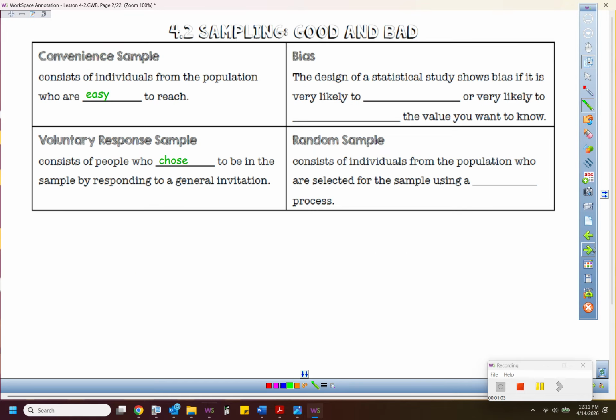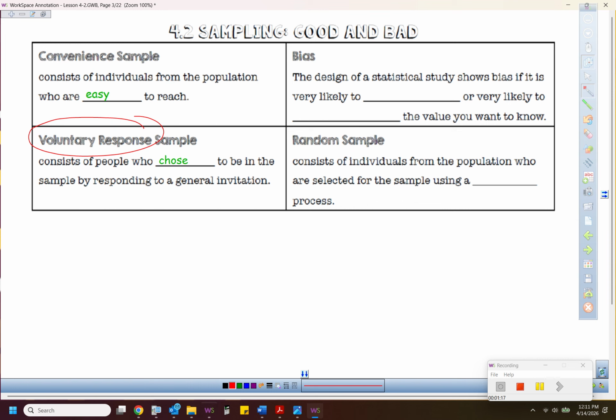So a voluntary response sample is a little weirder. I think once we dive into our examples, we'll understand it. But those are people who chose to be in the sample by responding. They chose to be in it. Like if I sent a survey to all Hayes High students that said, hey, please vote on prom king and prom queen, it's the people who wanted to do it, right? Others think, well, I don't care, so I'm not going to vote. So it's a voluntary response sample.